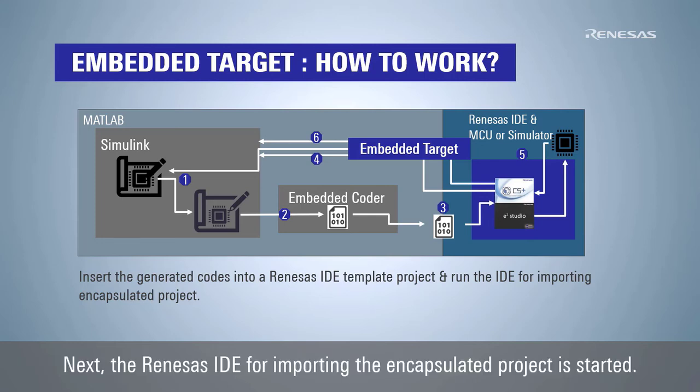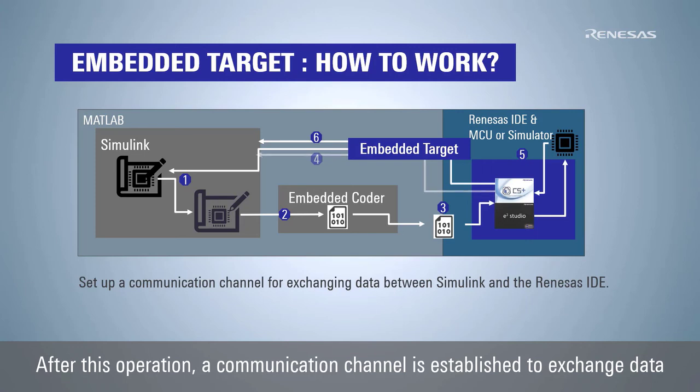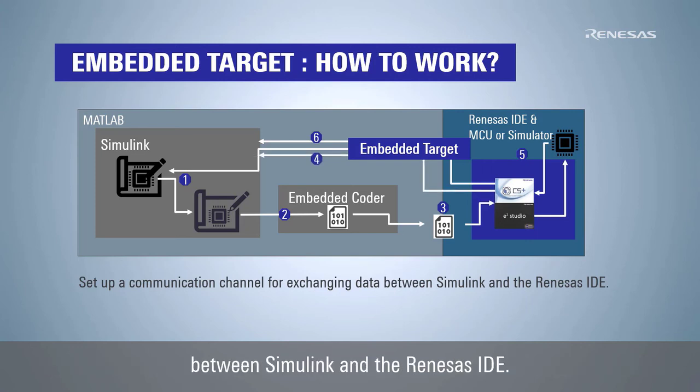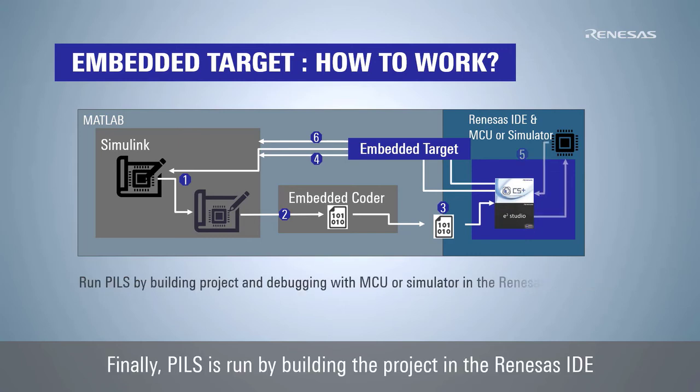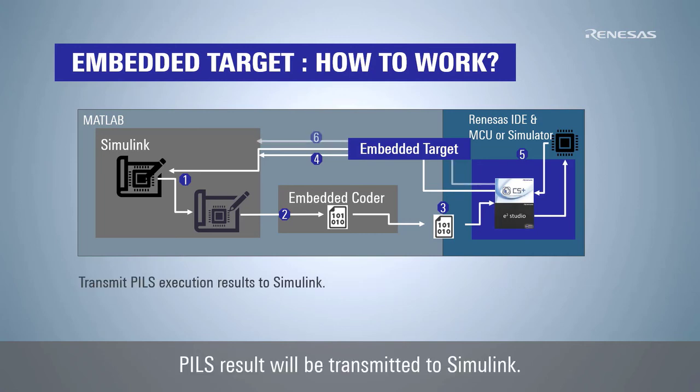Next, the Renesas IDE for importing the encapsulated project is started. After this operation, a communication channel is established to exchange data between Simulink and the Renesas IDE. Finally, PILS is run by building the project in the Renesas IDE and debugging with an MCU or simulator. The PILS result will be transmitted to Simulink.